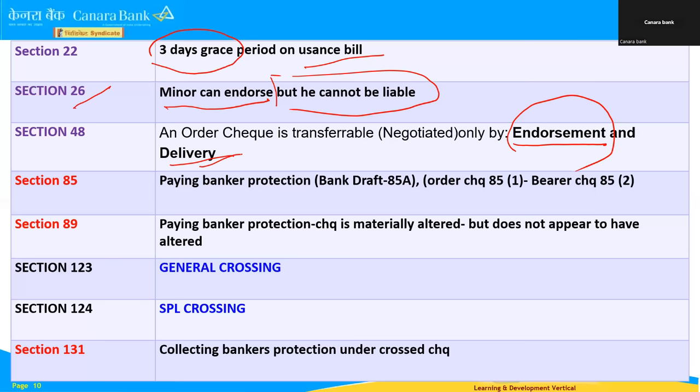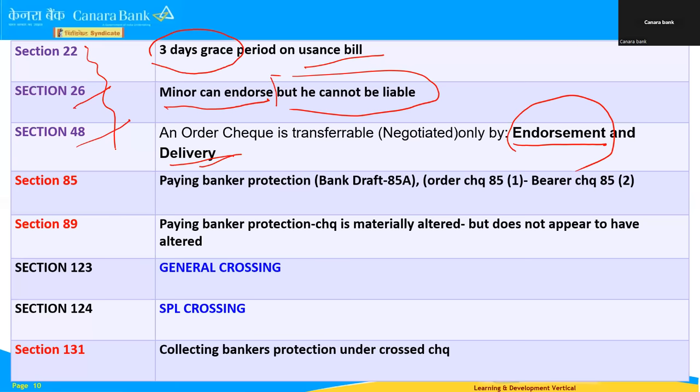This is section 48. Why have I kept this in blue? The reason is these questions are never asked in the examination. Okay? But you have to remember, this time it may come, so I am giving you a clear cut. Red means dangerous. This was asked in the examination. You should remember at any cost.